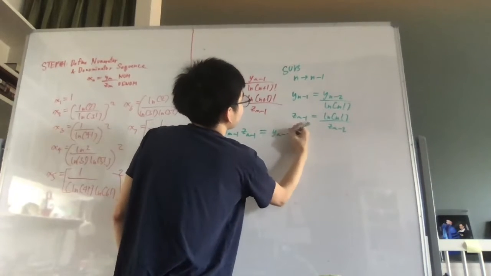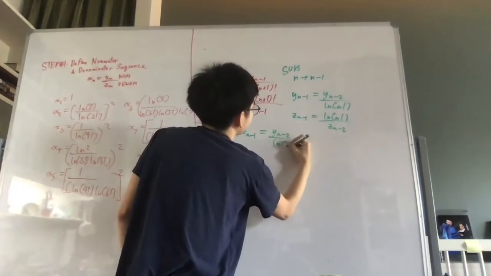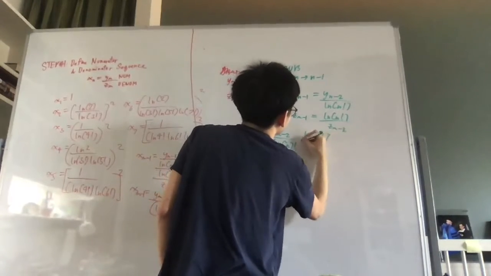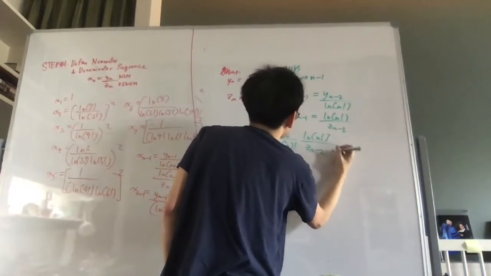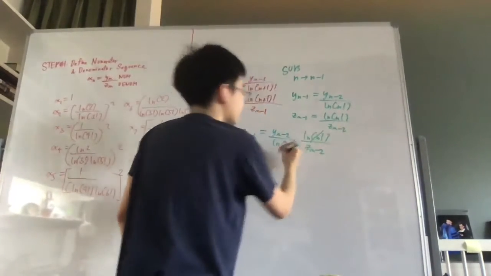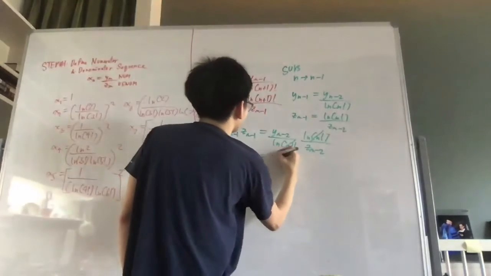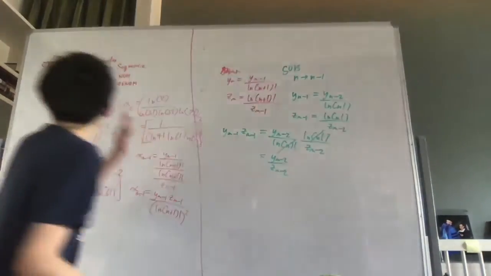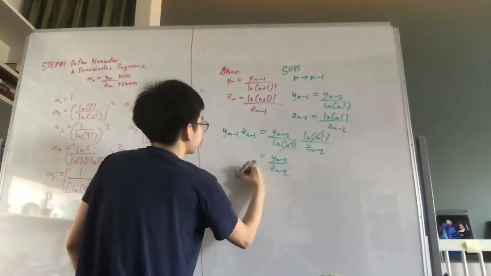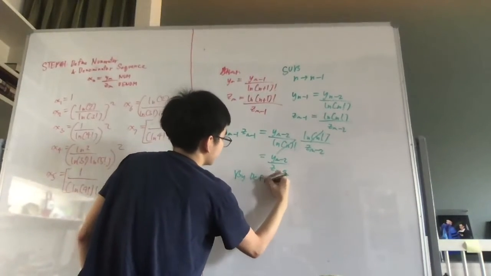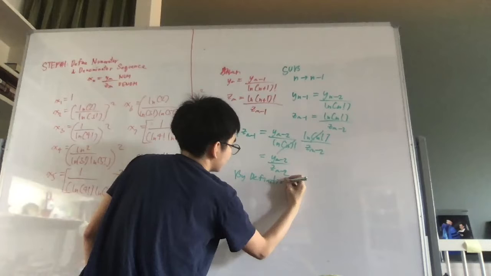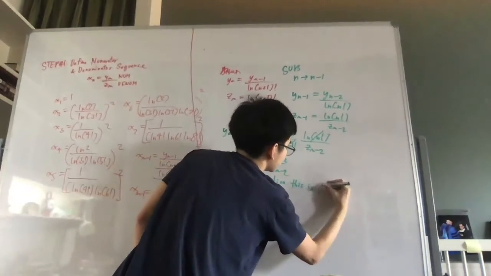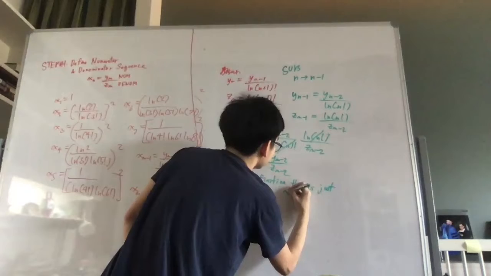And when I multiply these two sequences together, y sub n minus 1 times z sub n minus 1, I am simply getting y of n minus 2 over natural logarithm of n factorial, and then natural logarithm of n factorial to the top here, over z of n minus 2. And naturally, these natural logarithm of n factorials cancel out. So I end up getting y of n minus 2 over z of n minus 2. But by definition, this is just x of n minus 2.